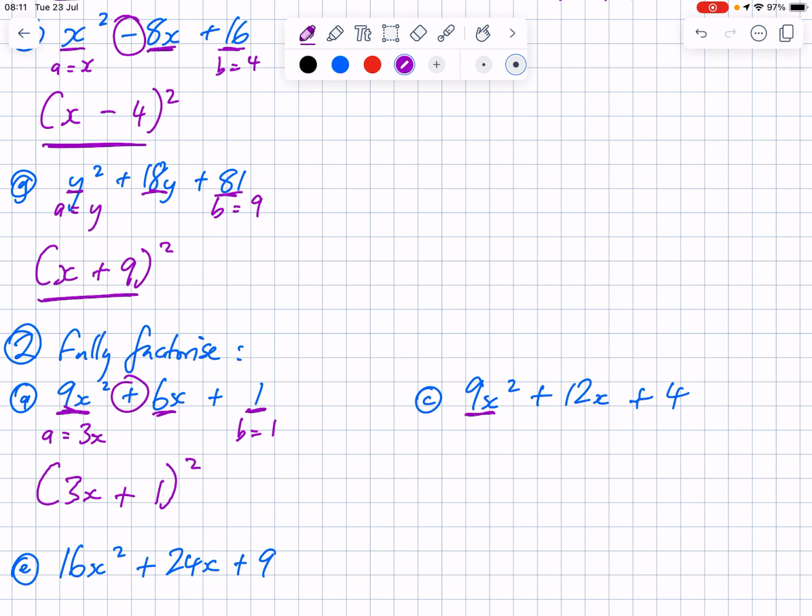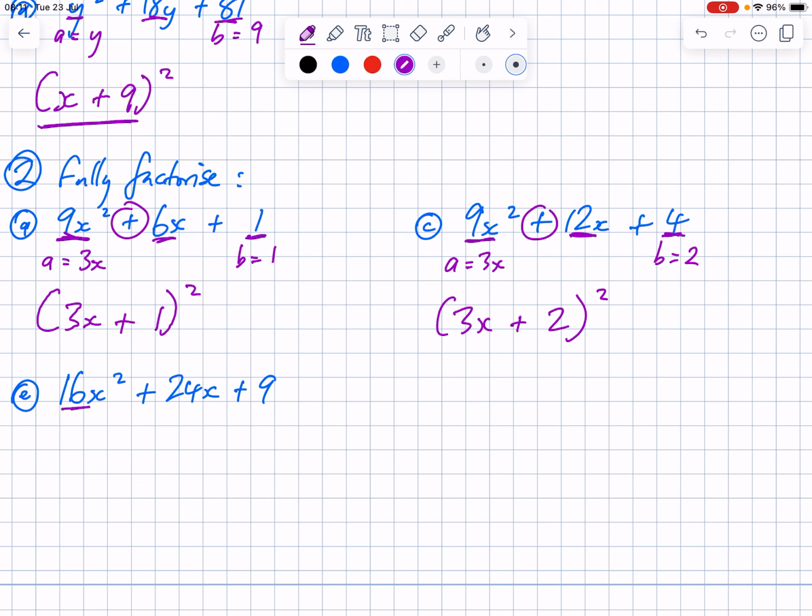Same here. Is 9 a square number? Yes. Is x squared a square number? Yes. So what do I times by itself to get 9x squared? I times 3x by itself to get 9x squared. Is 4 a square number? Yes. What do I times by itself to get 4? 2. Check the last one. Is this 2ab? 2 times a is 6x. Times 2 is 12x. So we have a perfect square situation. So it's 3x plus b is 2 all squared, and it's a plus.